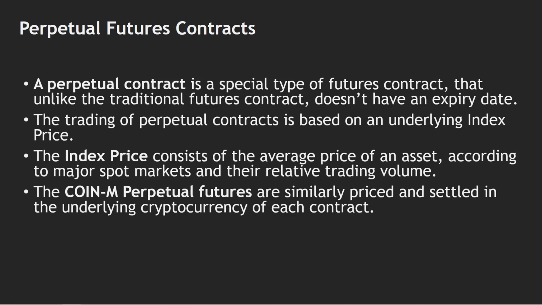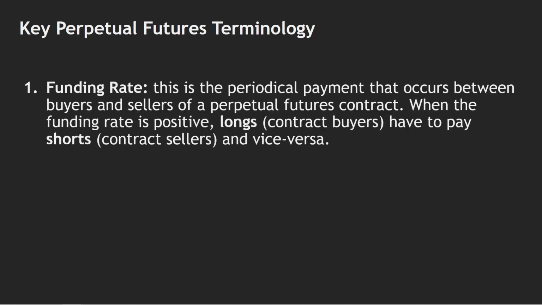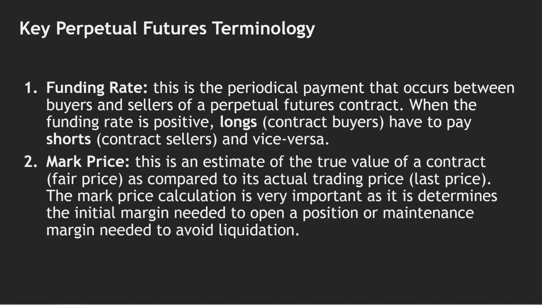Some key terminology in perpetual futures. Funding rate. This is the periodical payment that occurs between buyers and sellers of the perpetual futures contract. When the funding rate is positive, longs have to pay shorts and vice versa. Mark price. This is an estimate of the true value of a contract, also known as the fair price, as compared to its actual trading price.